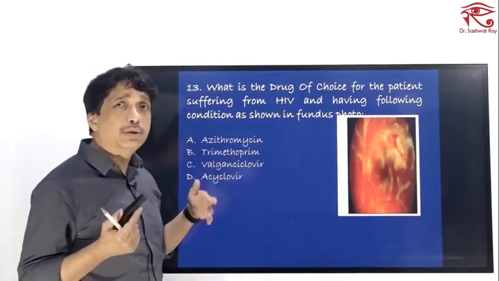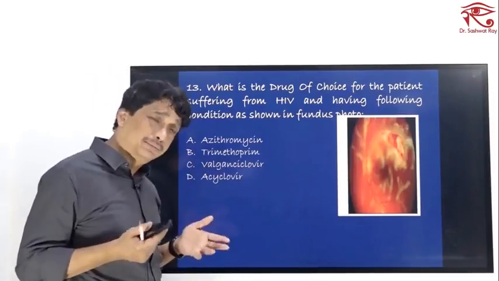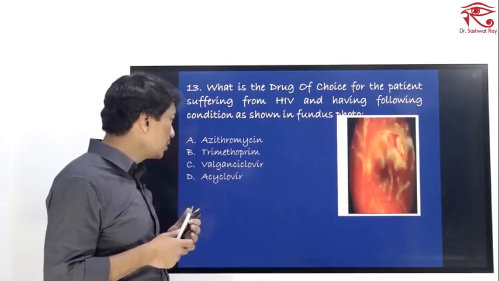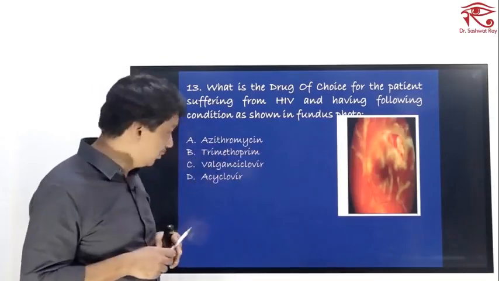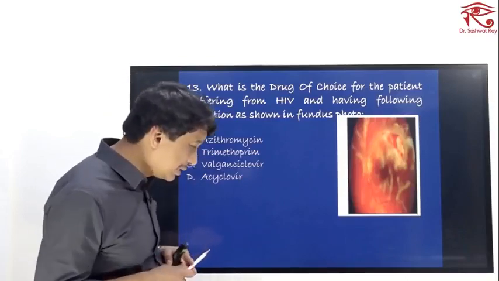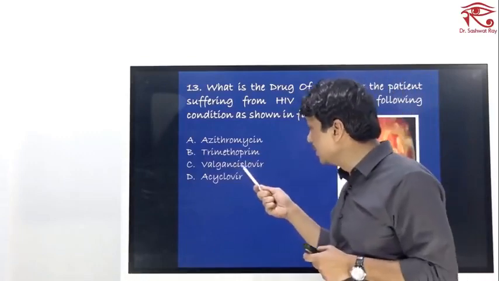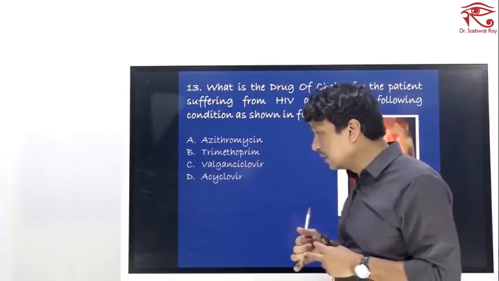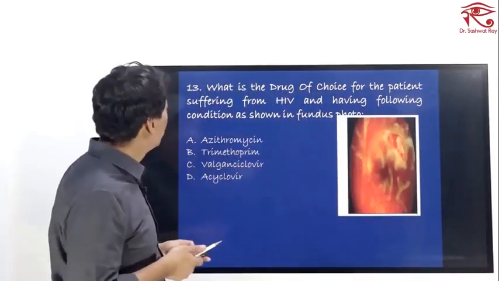Azithromycin, incorrect. Azithromycin is used for trachoma in ophthalmology. Trimethoprim, incorrect. Valganciclovir is correct. This is now the drug of choice for CMV retinitis because it can be taken orally. Acyclovir is not utilized anymore in this. So the drug of choice here is valganciclovir, because this is the drug of choice for CMV retinitis in HIV. Should not be a very difficult question for most of you.